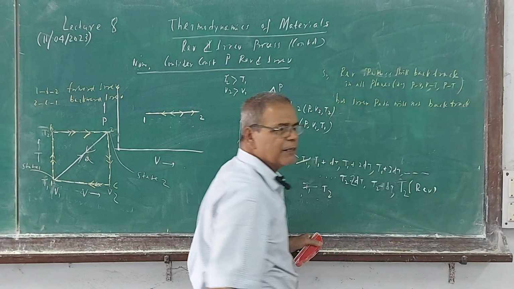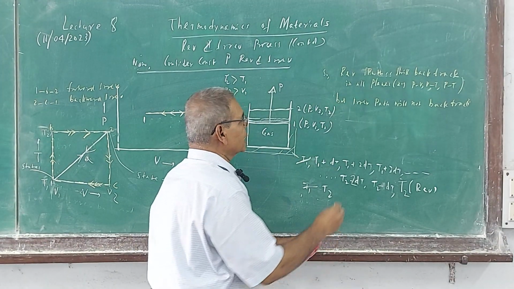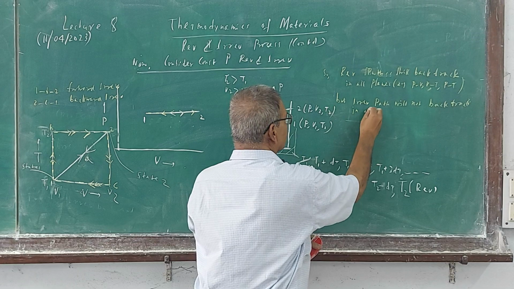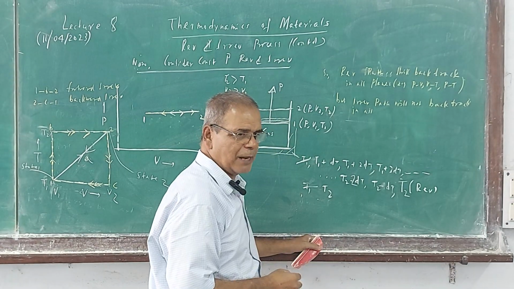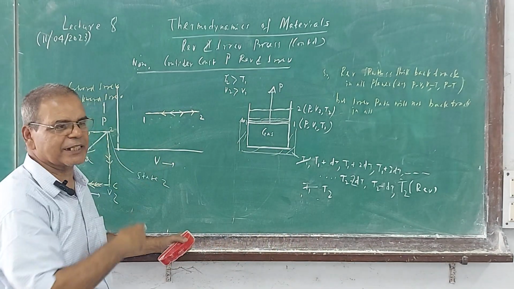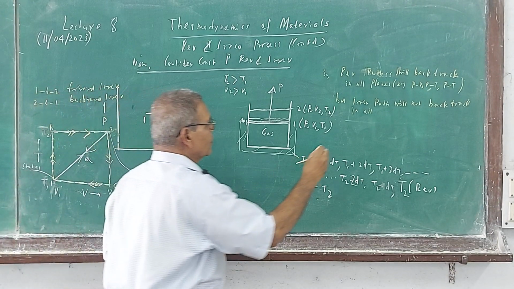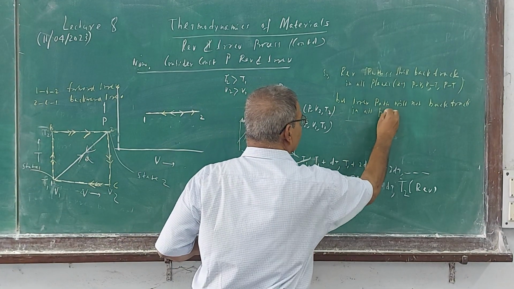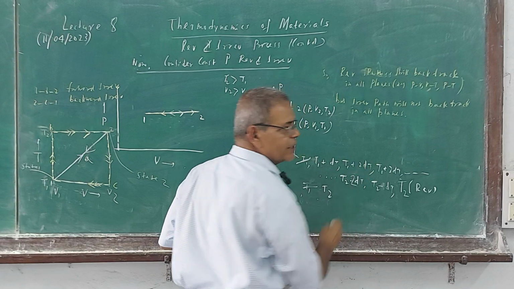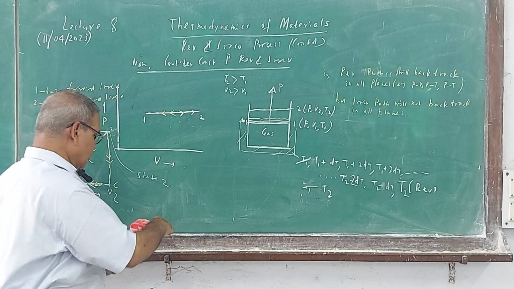Backtrack means in the reversal. When you reverse it, it doesn't backtrack in all planes. Maybe in some of the planes, by coincidence, as in the PV plane it is backtracking, but not in all planes. This is the one message that I wanted to give you.